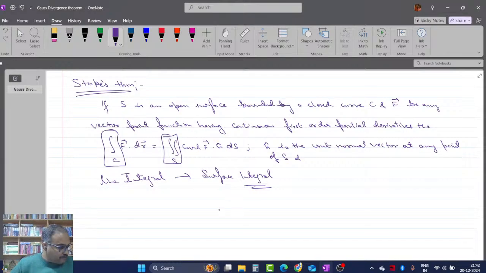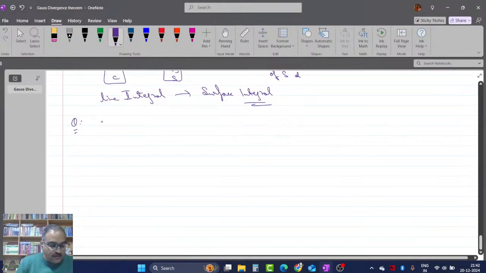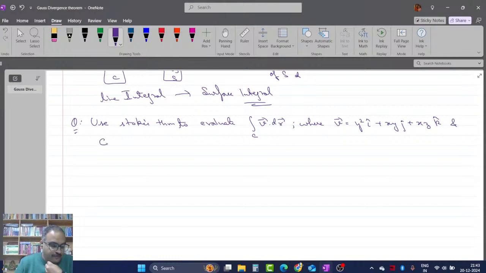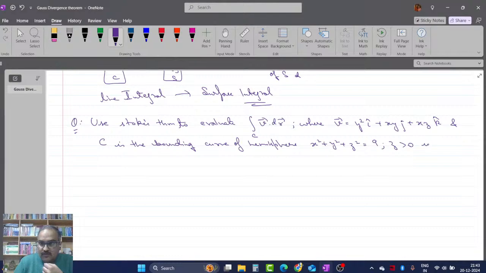Coming to a question for this one now, I am taking a hemisphere question. So the question is, use Stokes theorem to evaluate the line integral v dot dr, where v vector is equal to y square i cap plus xy j cap plus xz k cap, and C is the bounding curve of the hemisphere x square plus y square plus z square is equal to 9, z greater than 0, in the positive direction. Okay.